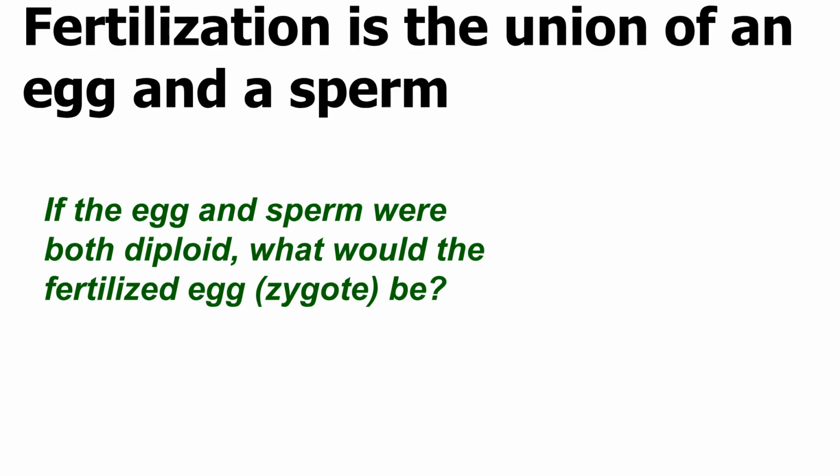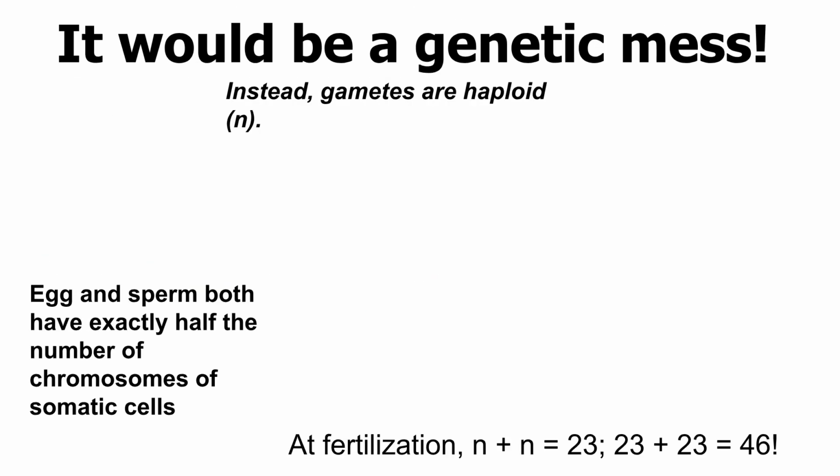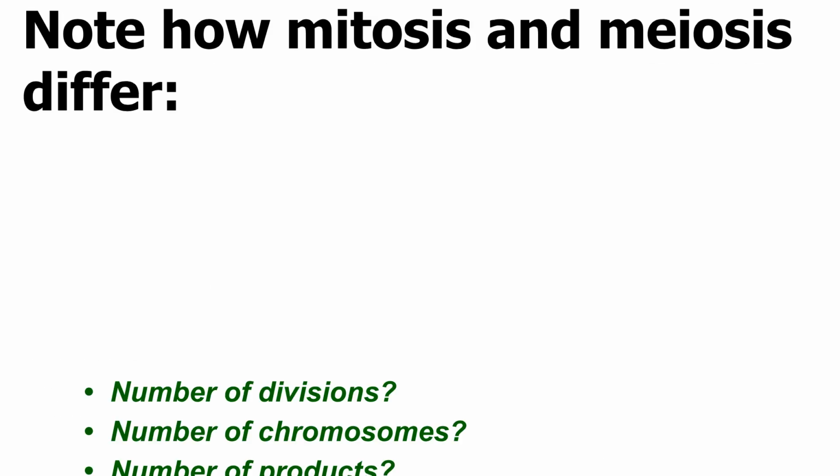Fertilization is the union of an egg and a sperm. If both were diploid, the resulting fertilized egg or zygote would have double the necessary chromosome number. Instead, gametes are haploid, so at fertilization, N plus N equals 46. Both egg and sperm have exactly half the number of chromosomes as somatic cells.